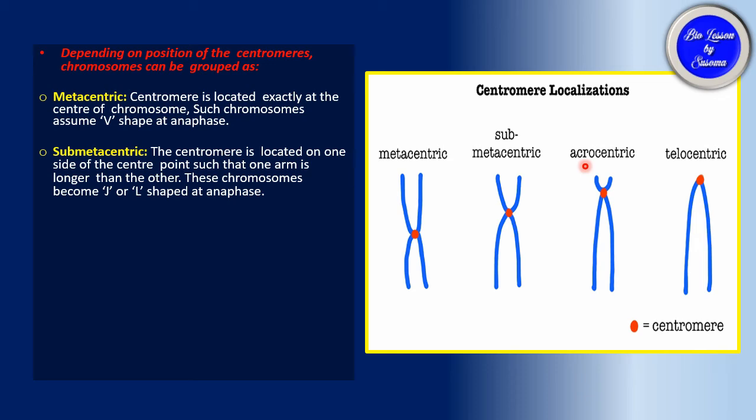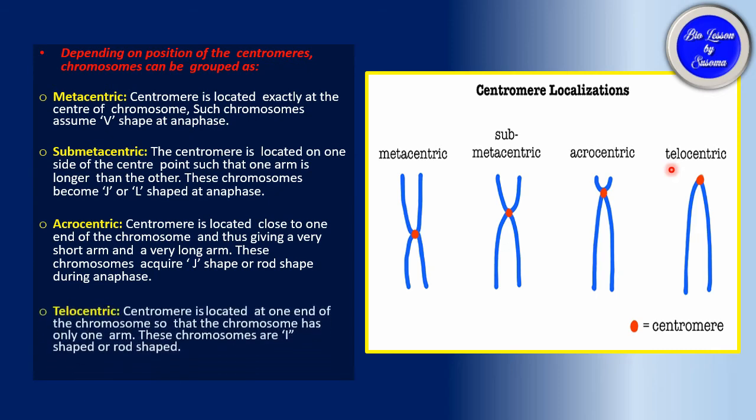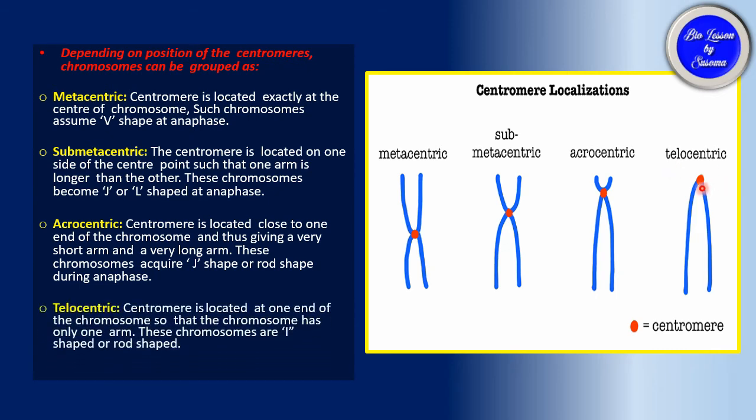Next, in case of acrocentric chromosomes, the centromere is located very near to one of the ends of the chromosomes. Thus, the chromosome acquire a J shape or rod shaped during anaphase. And finally, in case of telocentric chromosomes, the centromere is located at the tip of the chromosome. As a result, only one arm forms. Now, these chromosomes look eye-shaped or rod-shaped during anaphase.